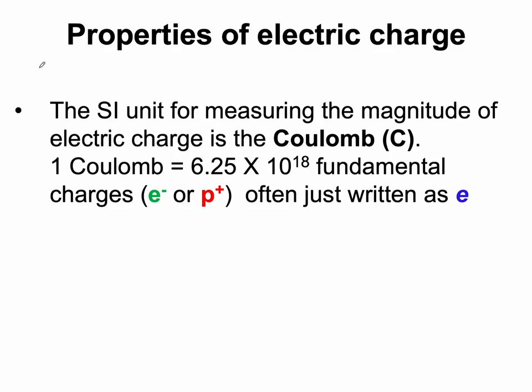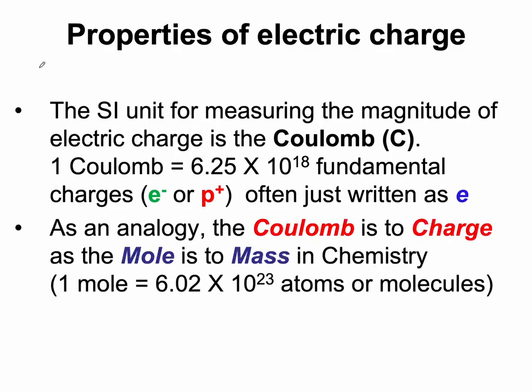1 coulomb is 6.25 times 10 to the 18th fundamental charges. Each individual charge, either e minus or p plus, is oftentimes just written as e. The idea here is coulomb is to charge what the mole is to mass in chemistry. In a lot of ways, this number right here, which I don't want you to memorize, is sort of like Avogadro's number for charge. Remember Avogadro's number? 1 mole was this many atoms or molecules. 1 coulomb is this many fundamental charges, or this many of these.